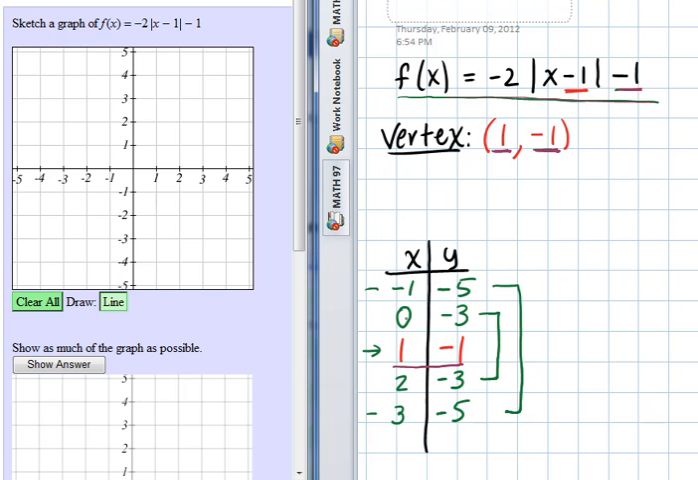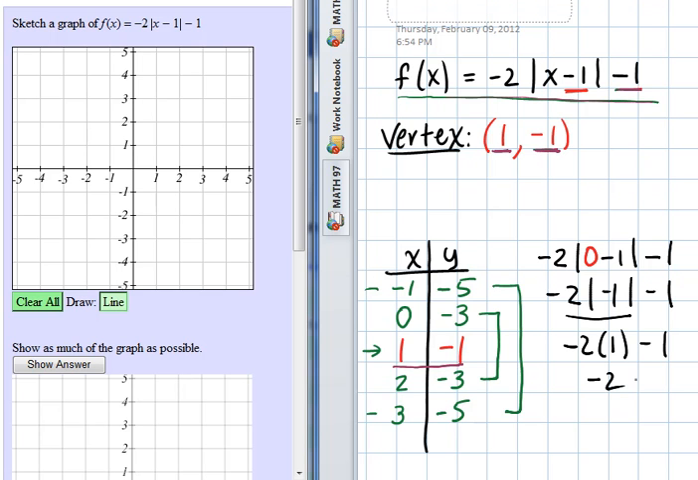So I took, for example, put a 0 in for x, so -2, plugging in a 0 for x, subtracting 1, taking the absolute value and then subtracting 1. Let's see, on the inside there, then we get the absolute value of -1. Subtract 1, we want to do the multiplication first, but this is -2 times +1, since we're taking the absolute value. That's -2 minus 1 is -3. So that's how I came up with this -3.